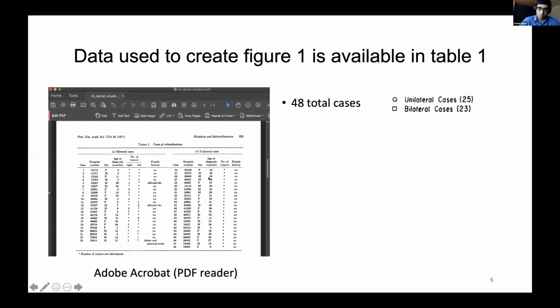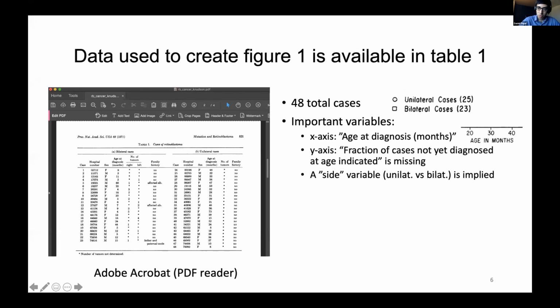We see some of the important variables also, so the age of diagnosis shows up right here in both instances. We don't have an explicit y-axis variable, but I'll show you how I attempted to create that. And there's also a side variable, either bilateral or unilateral, implied by these headings here.